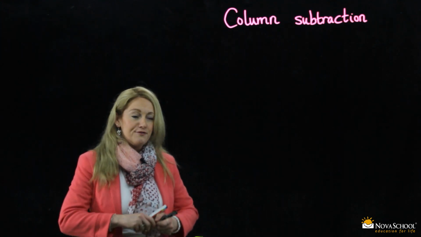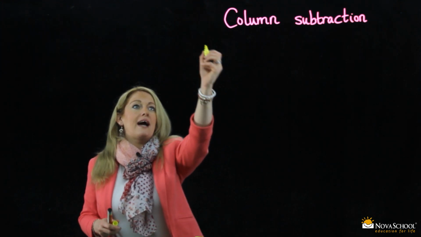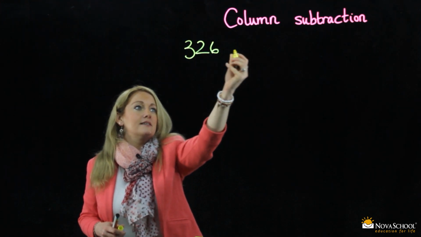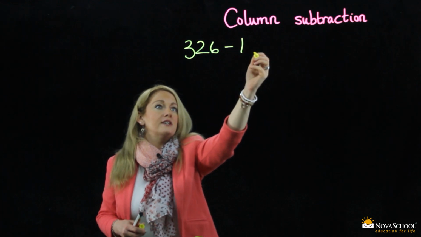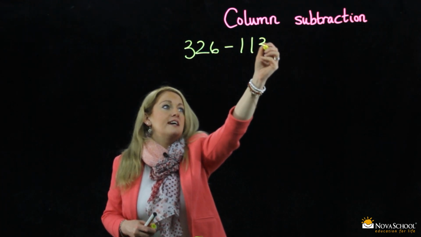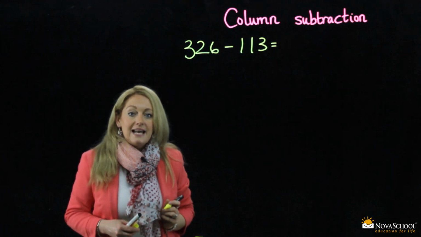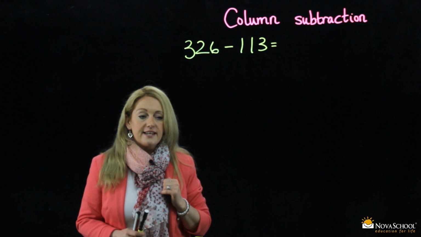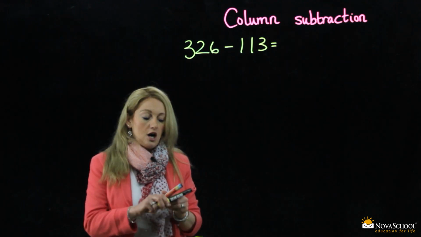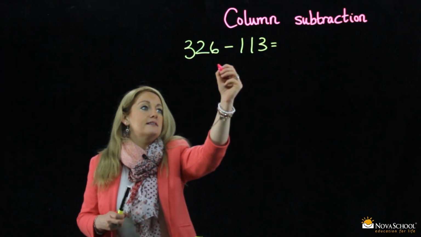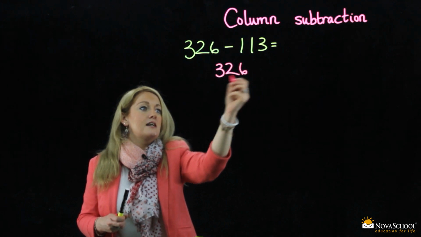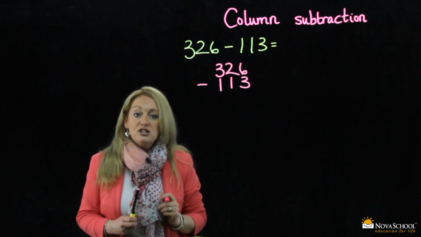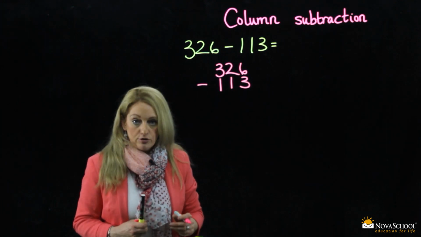I'll write the question out first, nice and easy. Okay, we have today 326 subtract 113. Okay, let's set it out properly. We need to place our numbers on top of each other, the biggest number on top. Are you ready? 326 subtract 113. Make sure your numbers are in the correct columns.